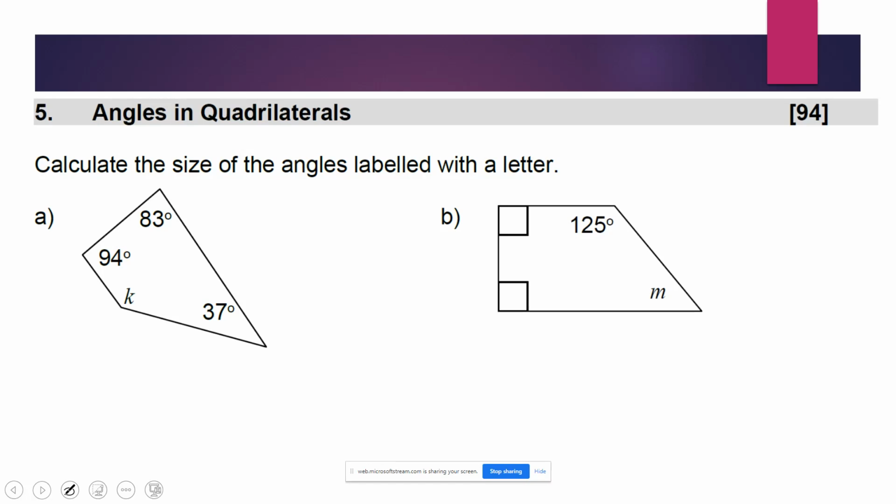Angles in quadrilaterals. You can split any quadrilateral into two triangles by drawing a line through the middle from one corner to the diagonal corner. So if we think 2 triangles, that's going to be 360. 2 times 180 is 360.